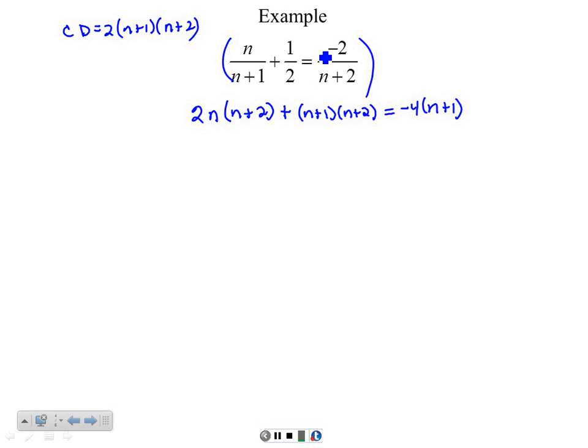Okay, let's use the distributive property. 2n times n is going to be 2n squared, and 2n times 2 is going to be 4n. Here we're going to fold this out, so we'll have n squared plus 2n plus n plus 2. And here we'll distribute that negative 4.